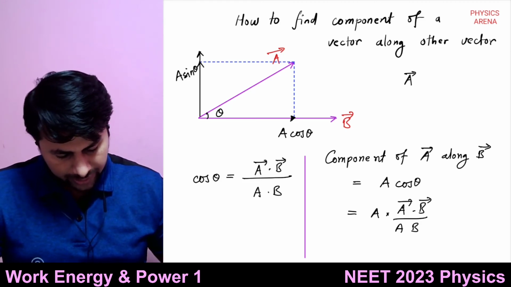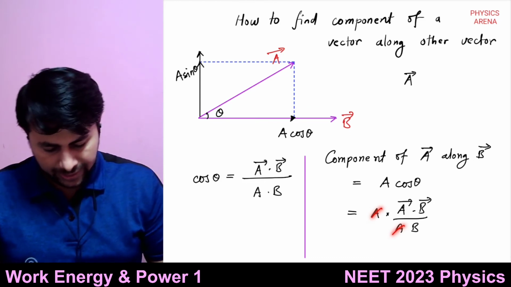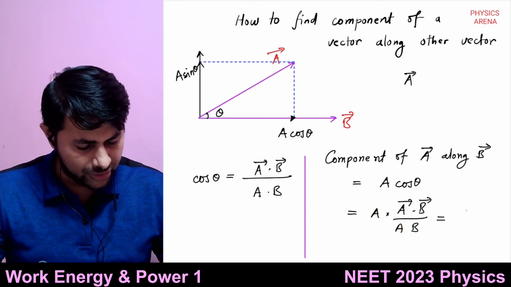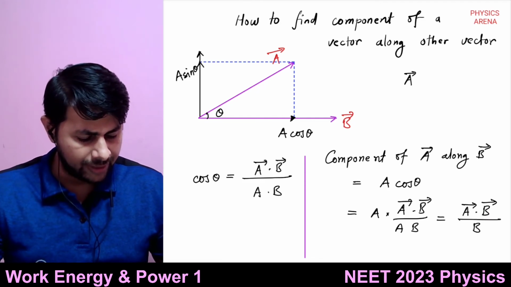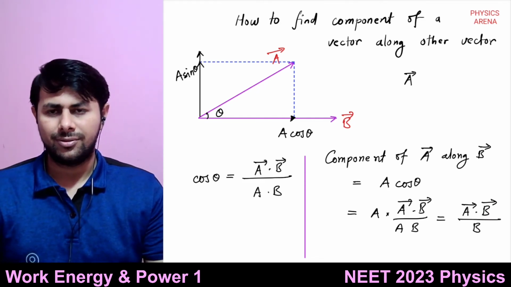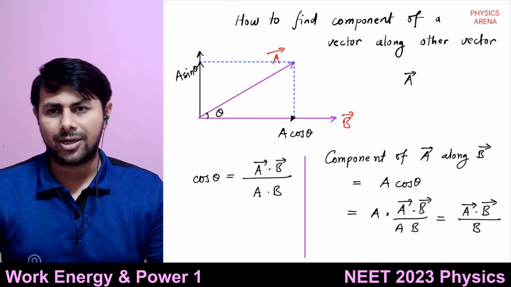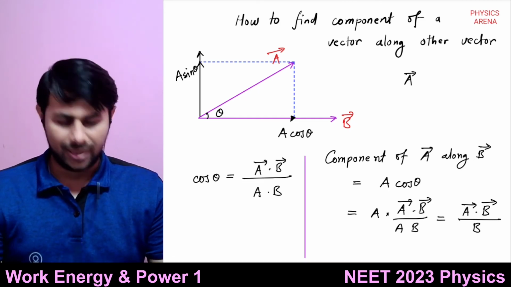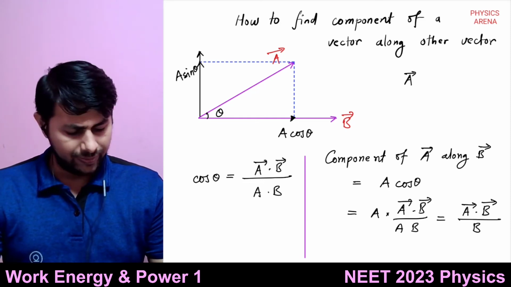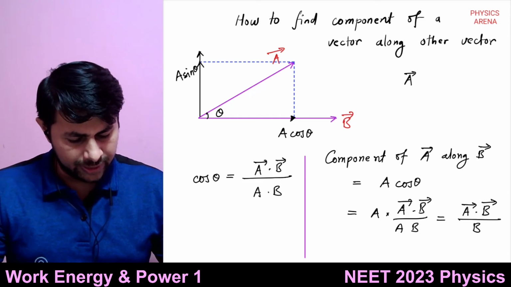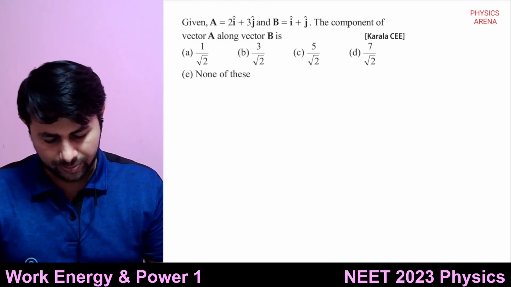So this magnitude of A and magnitude of A get cancelled out. What relation do you get? It is A bar dot B bar divided by B. And similarly, what will be the component of B bar along A bar? A bar dot B bar divided by magnitude of A. So this is simple, and let us see problems based upon this topic.